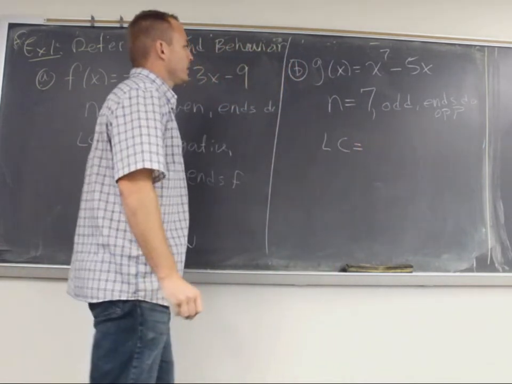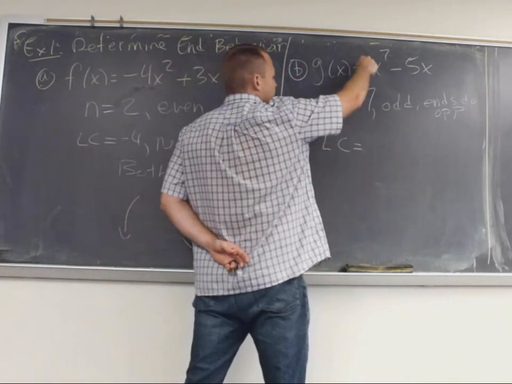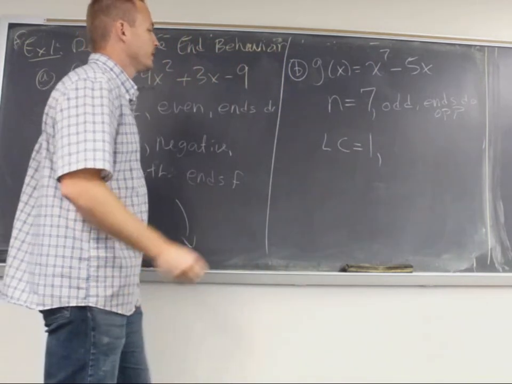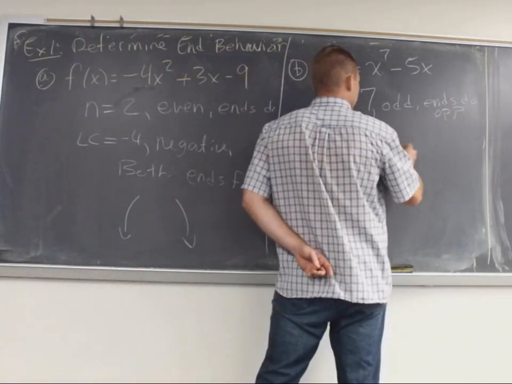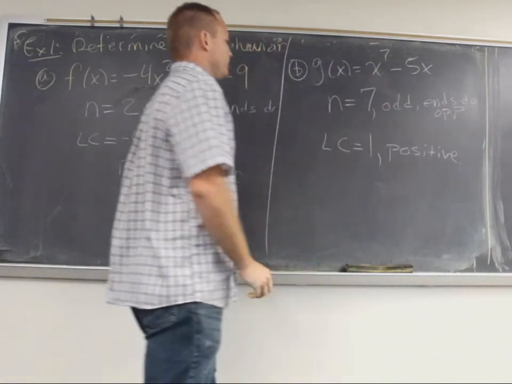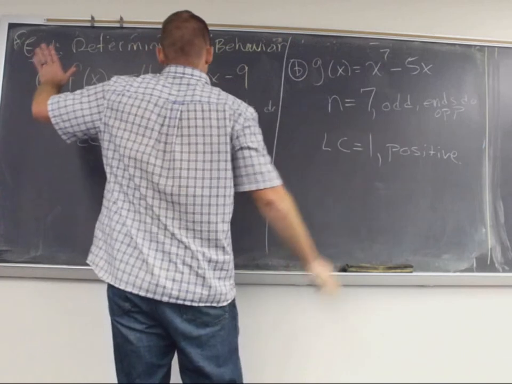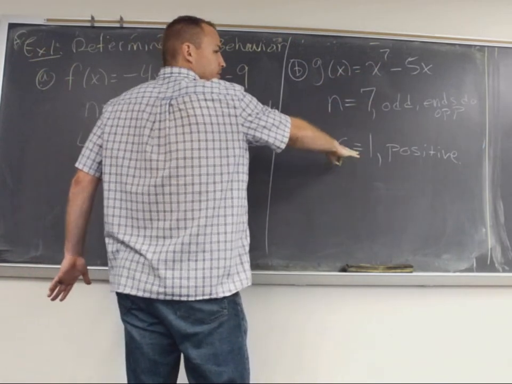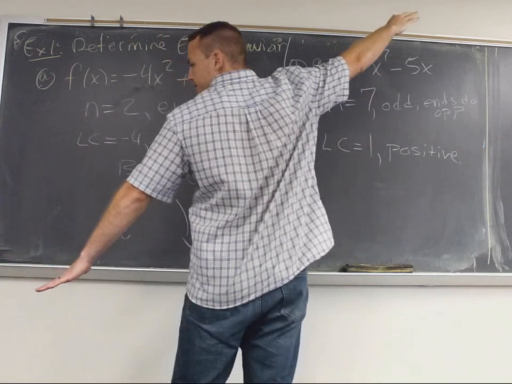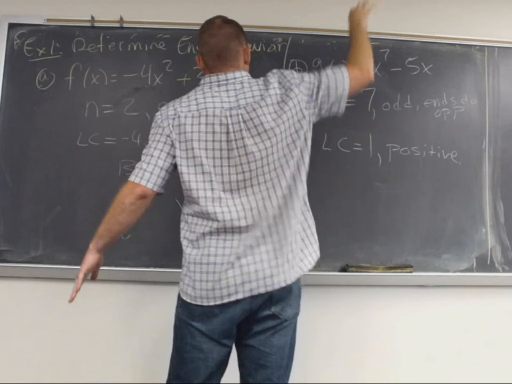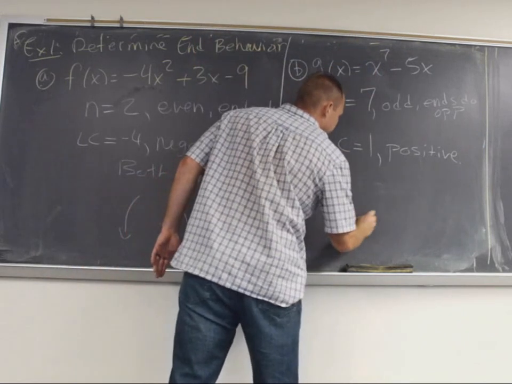the LC. Our leading coefficient here, nothing's written, so that means it's 1. 1 is positive. Positive, so it's odd, so they're doing opposite. And this is a positive LC, so I know it looks like a positive increasing function. So I'm going down on the left and up on the right. So down left and up right.